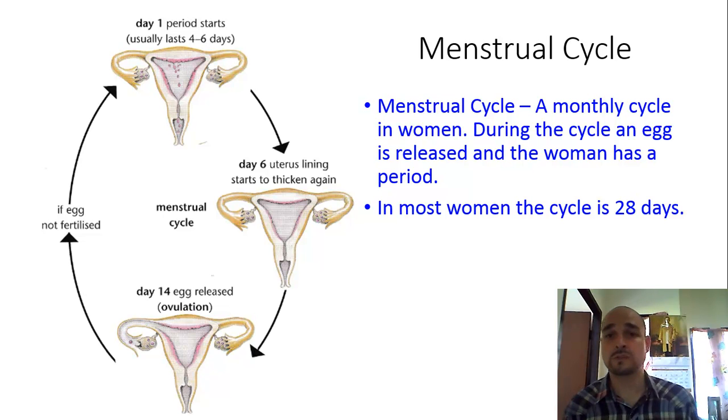Okay, so the menstrual cycle is a monthly cycle of girls and women. During the cycle, an egg is released, and the woman has a period. In most girls and women, this cycle is 28 days.